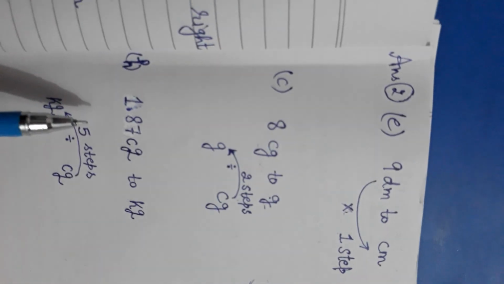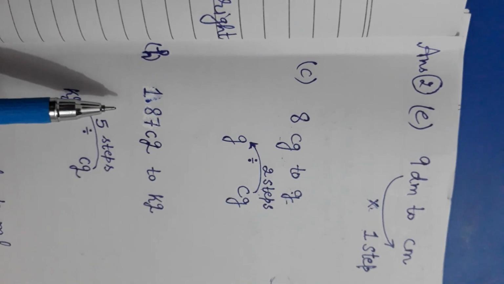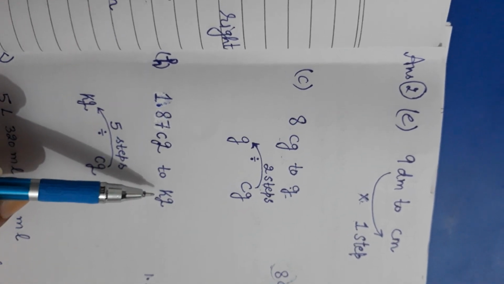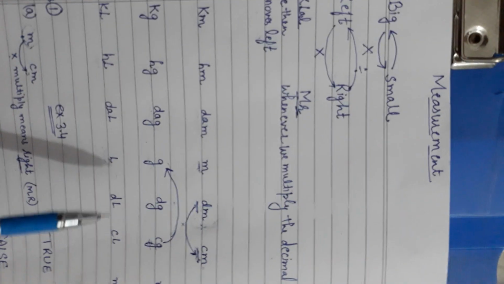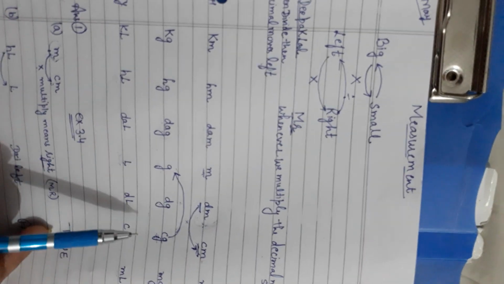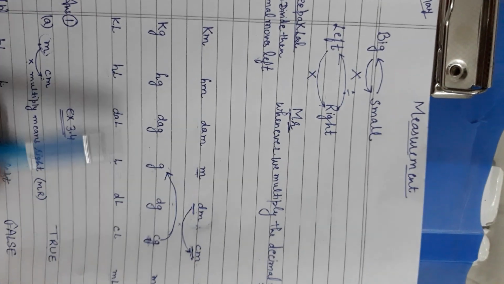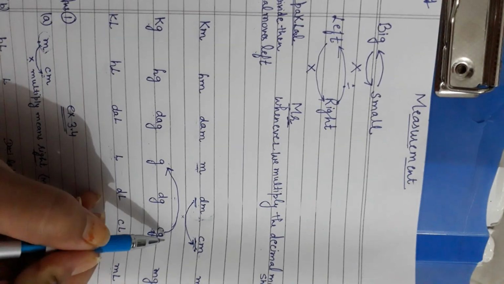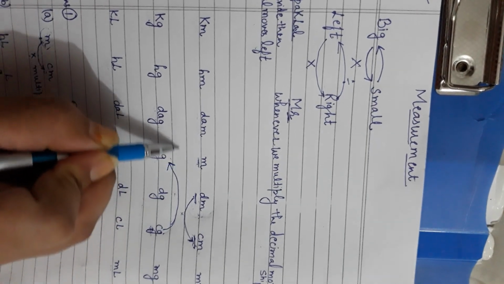Now come to H part. See, all of you see very carefully. This is 1.87 cg to kg. Okay. Now come to the table. Cg to kg, find where it is. Cg means centigram and kg means kilogram. You have to move backward. Okay, so come here.